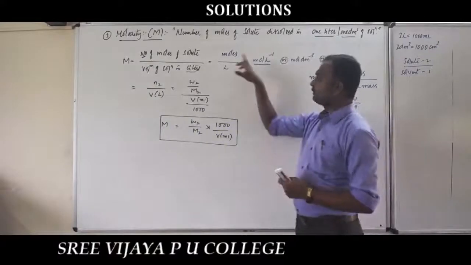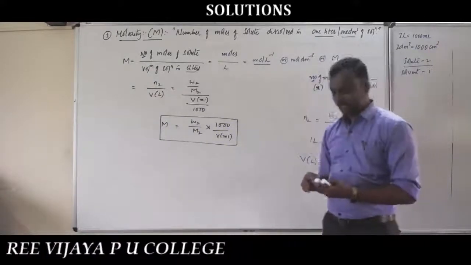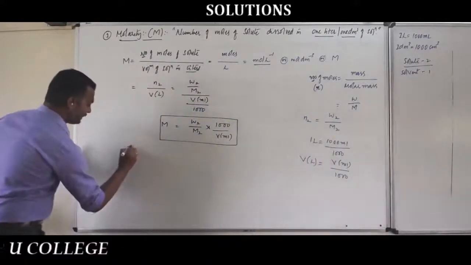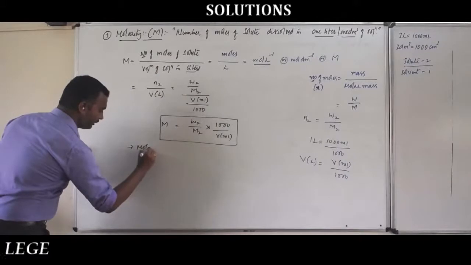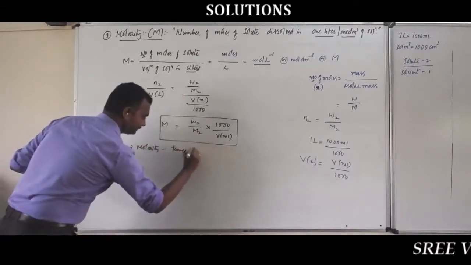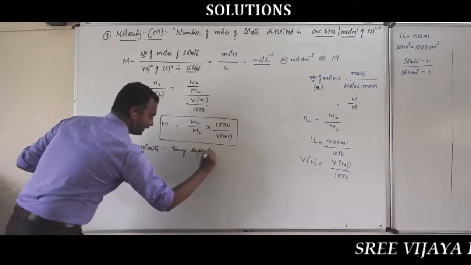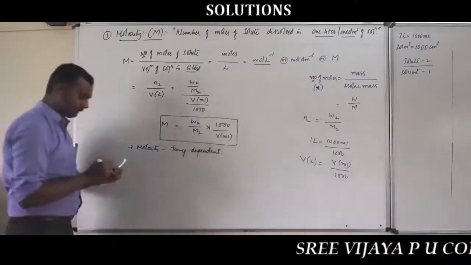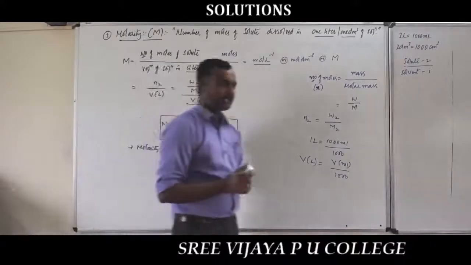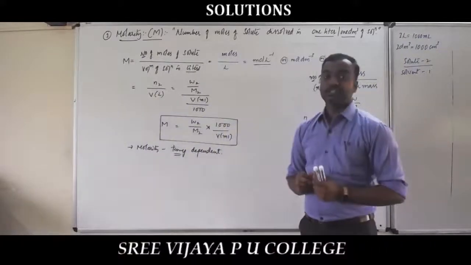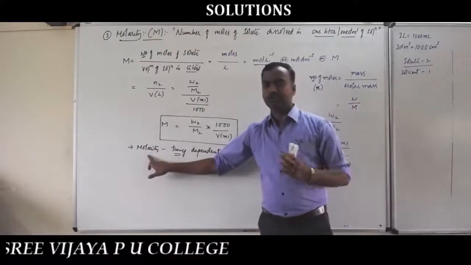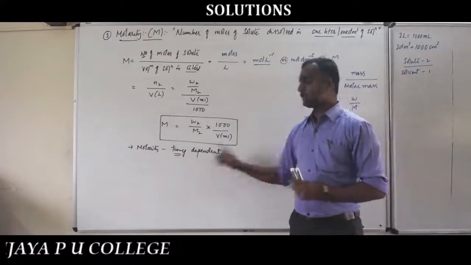So what is the unit of molarity? That is mole per liter. And one more thing is molarity is temperature dependent. Again, there is one more question: name the concentration term, or give an example for a concentration term which is temperature dependent. That is molarity. ಬೇರೆ ಕಾನ್ಸಂಟ್ರೇಷನ್ ಟರ್ಮ್ ಇದೆ, ಆದ್ರೆ ಸದ್ಯಕ್ಕೆ ಇದು ಟೆಂಪರೇಚರ್ ಡಿಪೆಂಡೆಂಟ್ ಯಾಕೆ ಆಗುತ್ತೆ.